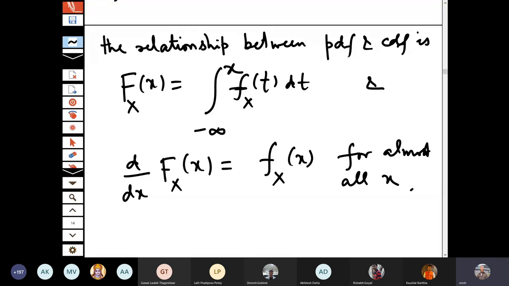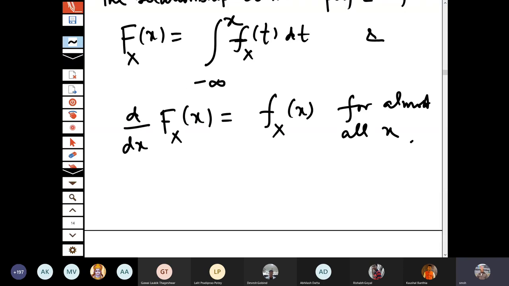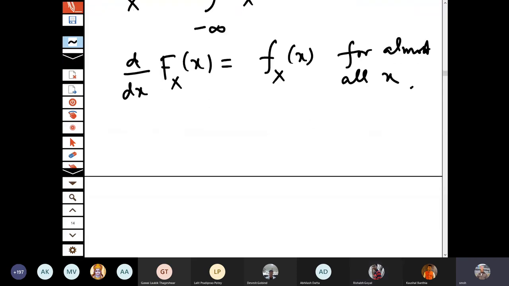That means if you differentiate the CDF, you will get the probability density function. But I will not get into too many technical details here because that is part of real analysis and the measure theory and integration courses, which are taught to mathematics students. I have just written it because I want to be technically correct. So I have written "for almost all x". Okay, so let us look at some of the exercises.